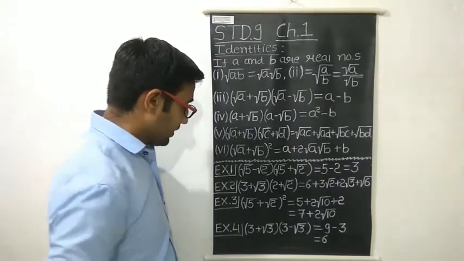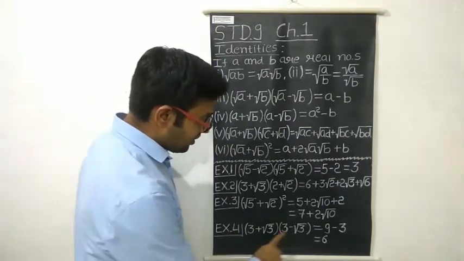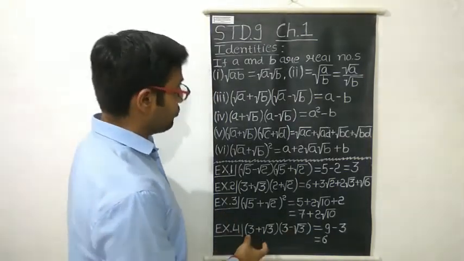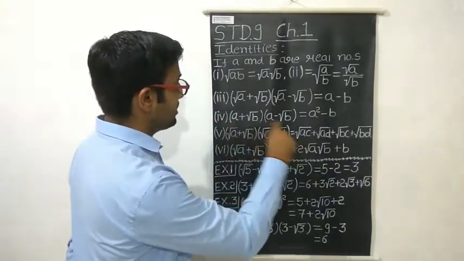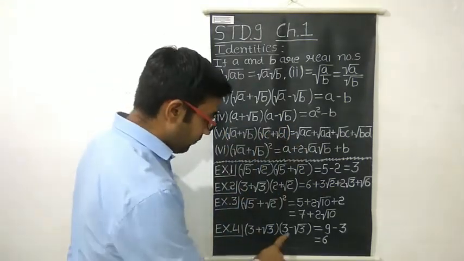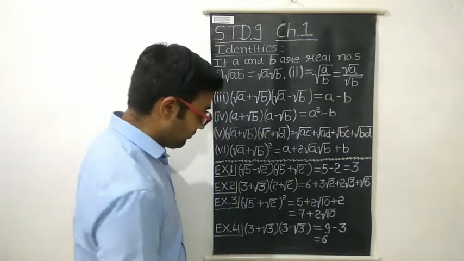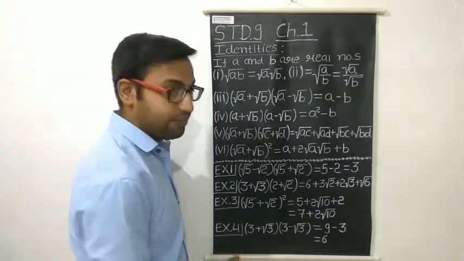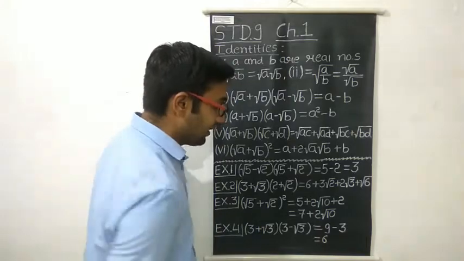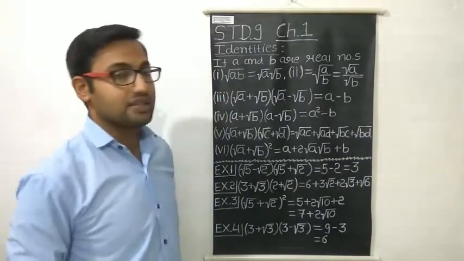Fourth example, 3 plus root 3, 3 minus root 3. So which identity do we have to use? We have to use the fourth identity. Square of the first term, 3 square, that is 9, minus the square of the second term, that is root 3 square, that is 3, and 9 minus 3 is 6.